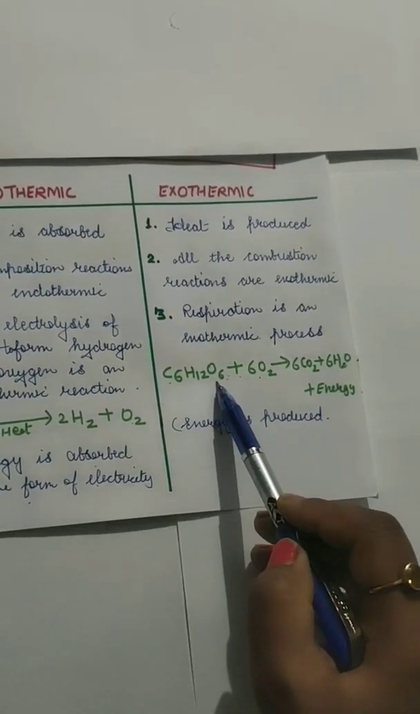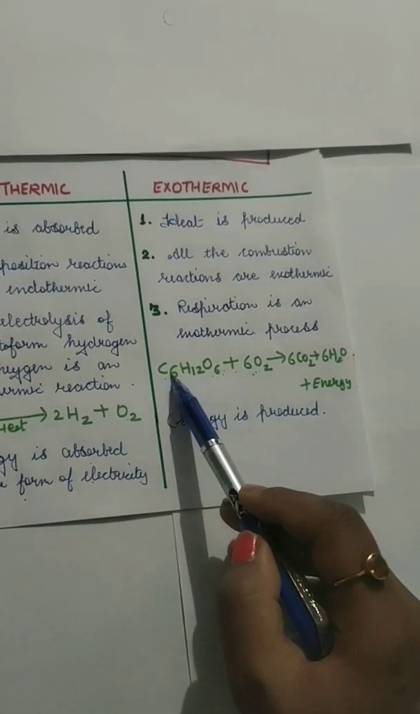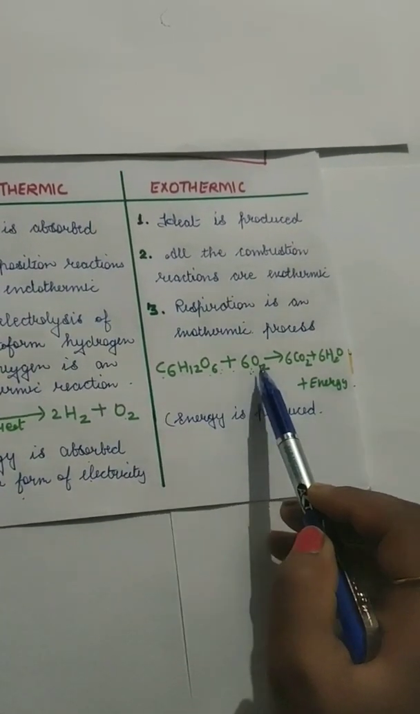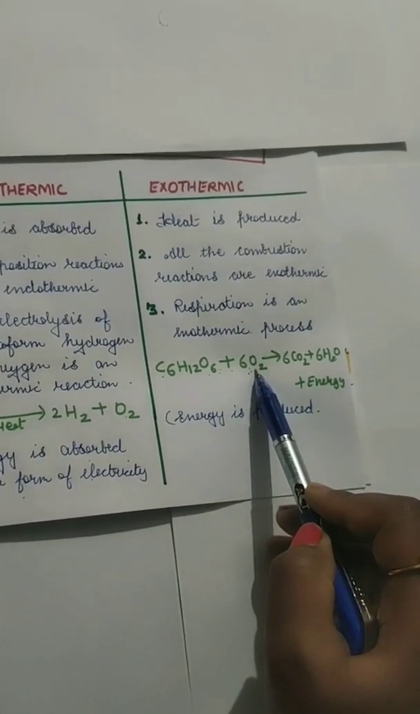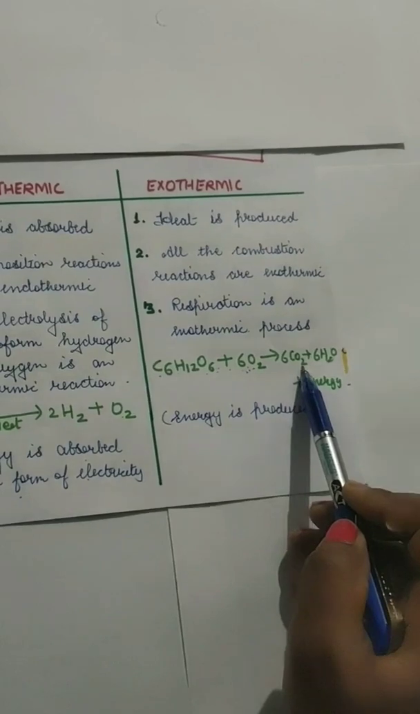C6H12O6 is the formula of glucose, which combines with oxygen. Why have I written 6? Because it has to be balanced to fulfill the law of conservation of mass. It gives 6 CO2. CO2 gas is released.